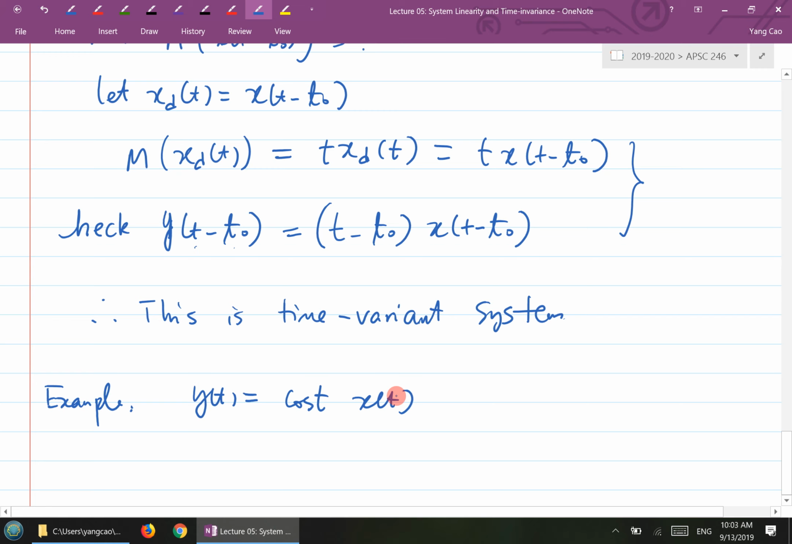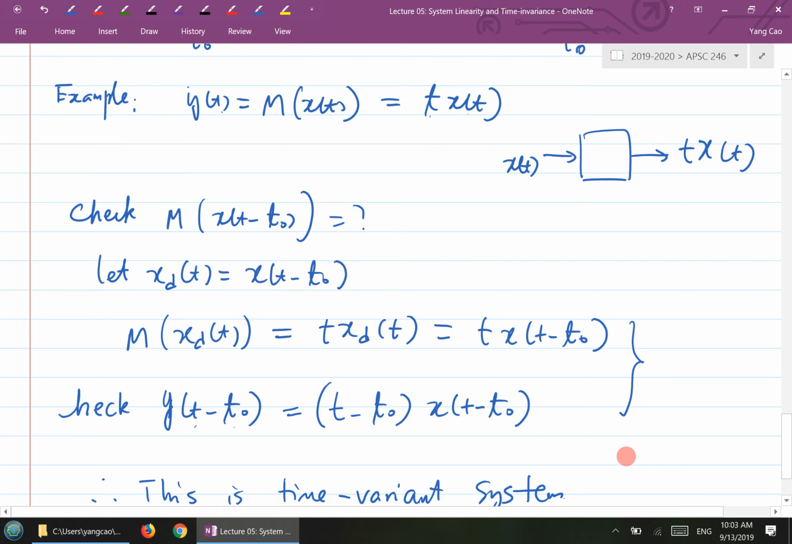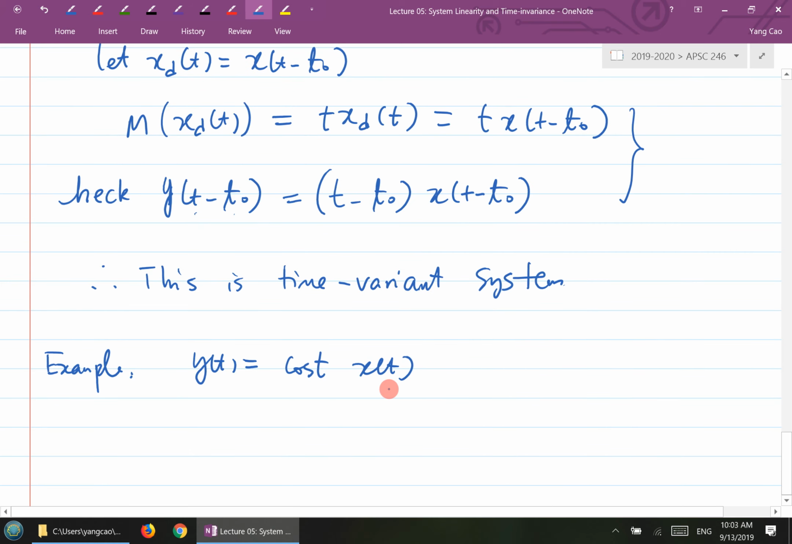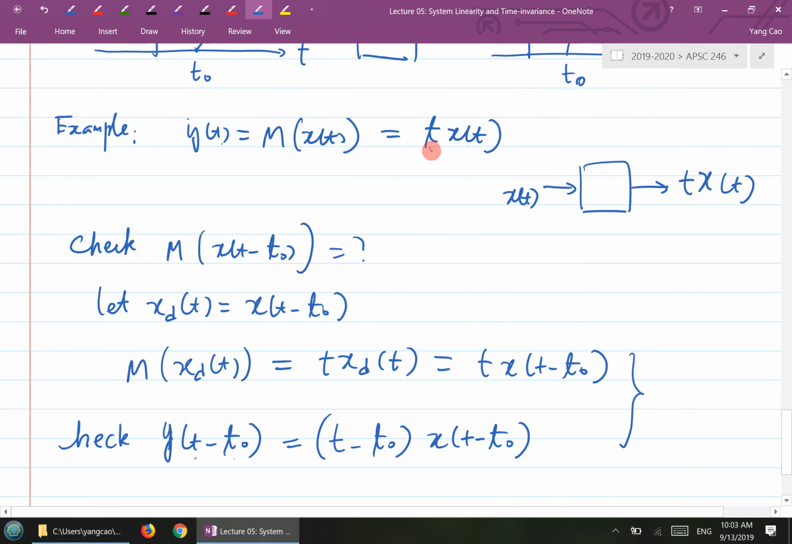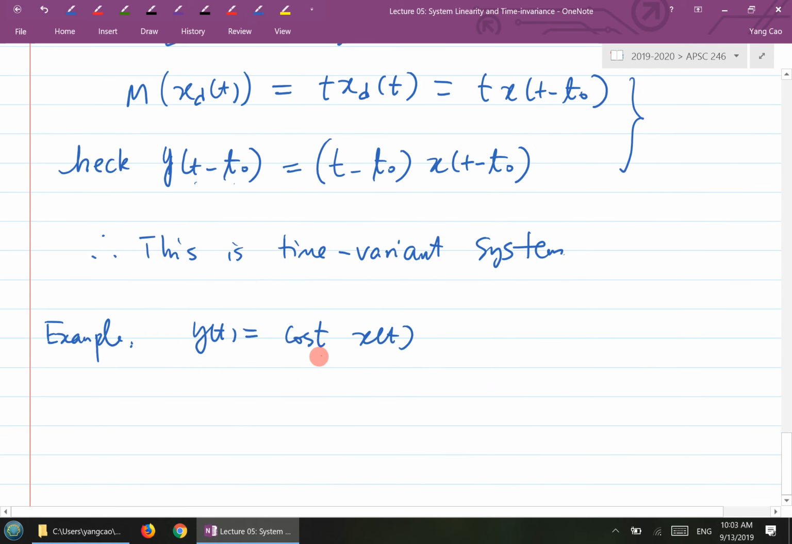But the similarity between these two systems, what? The similarity between this system and this system is that you have a function of t which is not part of the input, that explicitly presents itself in the output. So you see here, you have a t showing up explicitly, you have a cosine t showing up explicitly, and neither one of them is part of the input, in both of the examples.